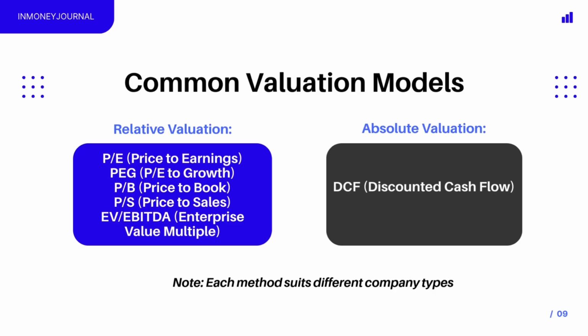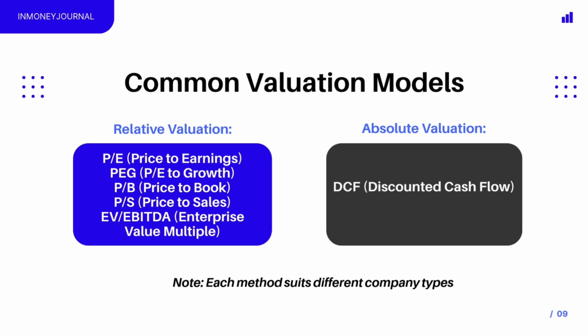The second method is PEG, the price to earnings to growth method, which refers to the ratio of P/E to earnings growth rate. This is also a common relative valuation method. The third is P/B, or price to book, which is the ratio of price to book value per share. It applies to some companies, not all, more on that later. Another is P/S, price to sales, the ratio of price to sales per share. It can be used for some companies. Then the fifth category is EV/EBITDA, the enterprise value multiple method, which can also be used for relative valuation of a company. These are the common relative methods.